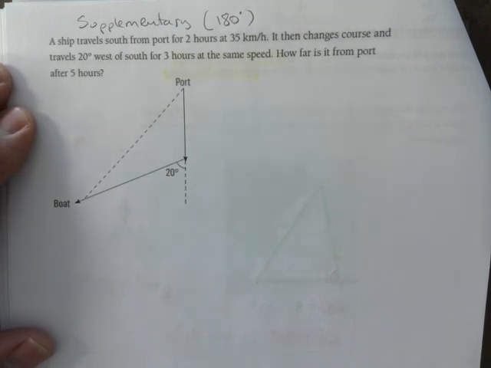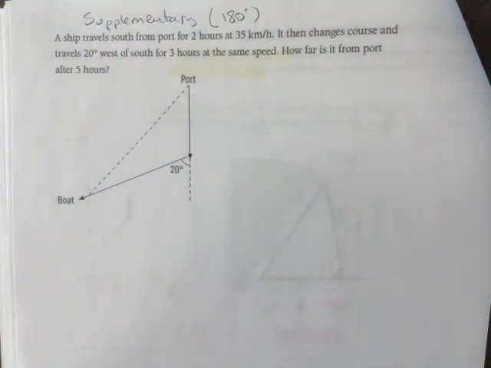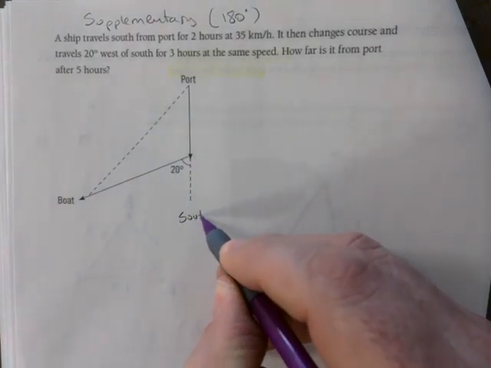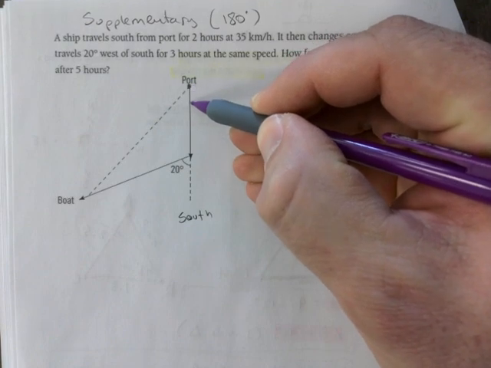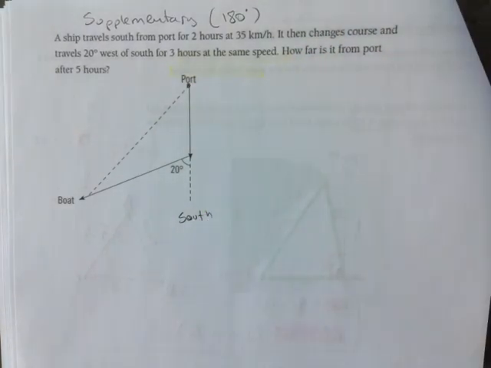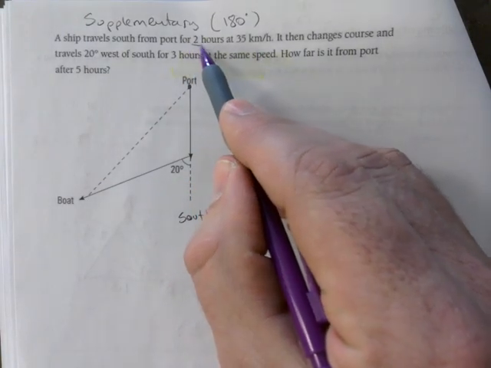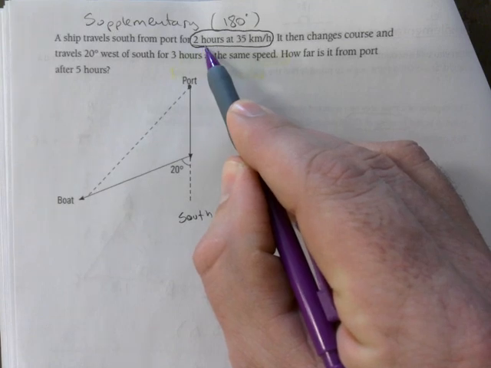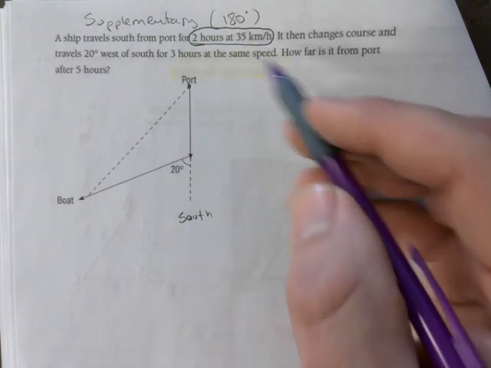First of all, let's start with the fact that a ship travels south. So this is south right here. Right? So you leave the port and you're going straight south. All right? So straight line, that's important there. And you go for 2 hours at 35 kilometers per hour. I did mention this at some point at the very beginning, what we do with that.